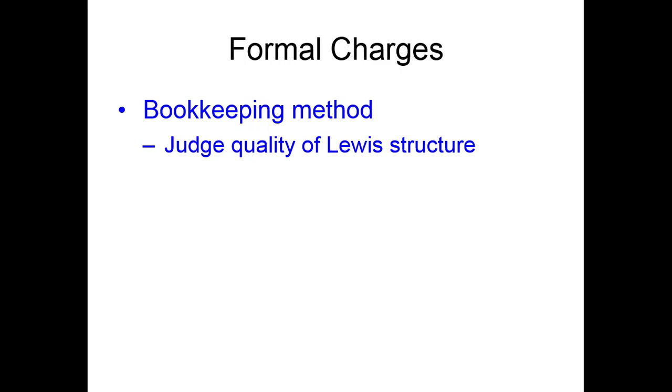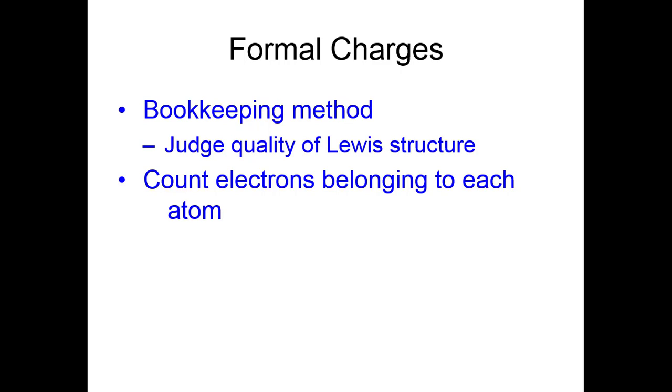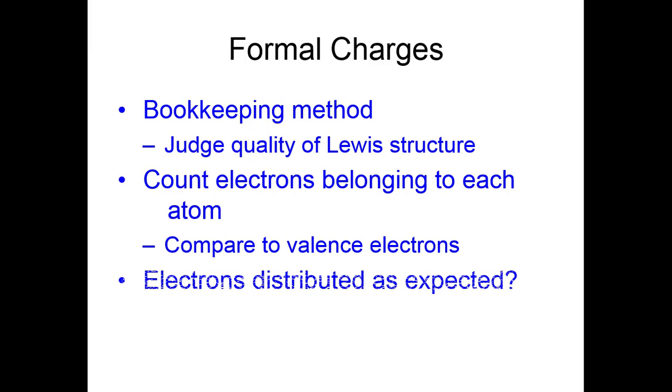Formal charges are commonly used in chemistry. We will use the formal charge as a bookkeeping method. It will allow us to judge the quality of the Lewis structures we have drawn. Essentially, we will count the number of electrons belonging to each atom in the structures we have drawn. We will compare this to the number of valence electrons we would expect the atom to have. This allows us to see if the electrons have been distributed throughout the molecule as expected.